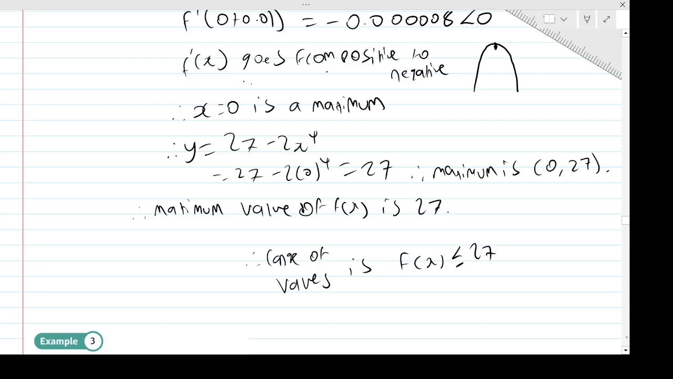And again, that's sort of the idea of this maximum and minimum points. It allows us to find the maximum and minimum values of something, which we can optimize all sorts of things in real life and stuff like that.